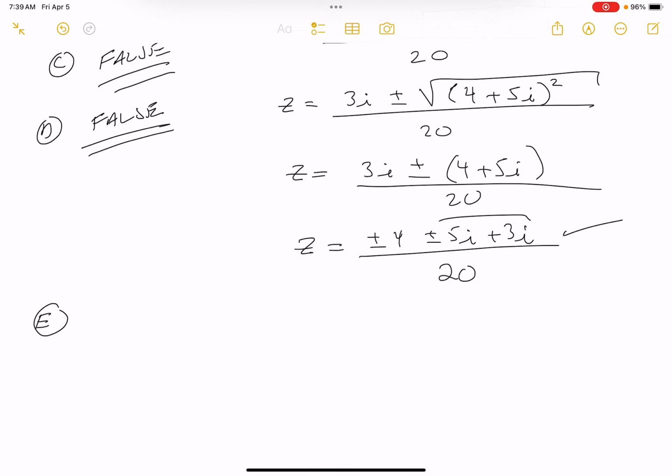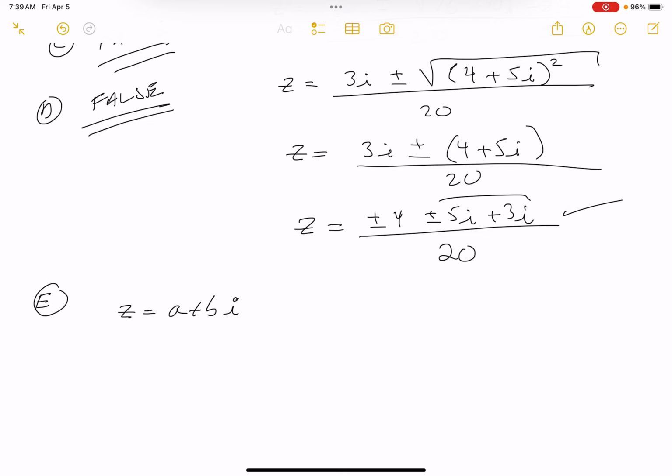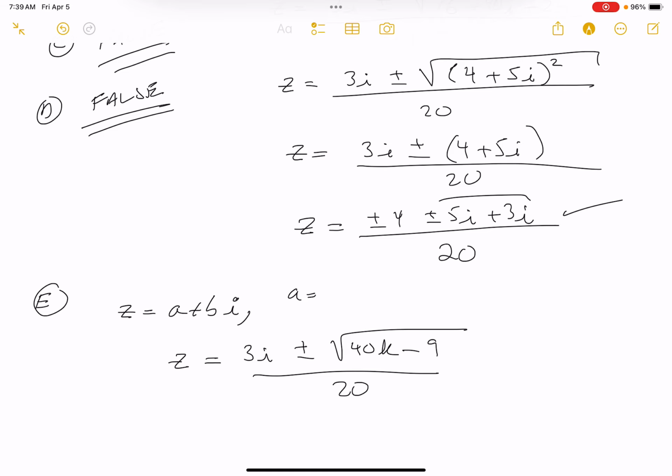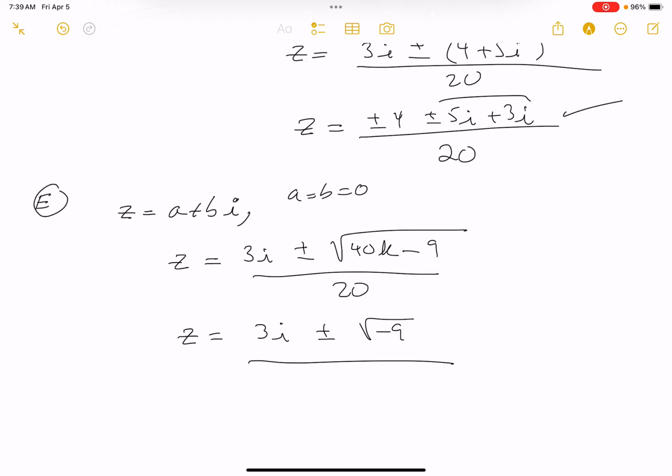All right. Now, E is going on to say that I've got a complex number. Let me make sure I'm reading it again. Complex number. And write this down. z equals a plus bi. And again, I said for all complex numbers, neither root is real. Well, I'm going to take an example, an easy one again. z equals 3i plus or minus the square root of (40k minus 9) over 20. The easy one to take over here is where a equals b equals 0. And the reason for that, when I do that, I get 3i plus or minus the square root of minus 9. If k is 0, you're just going to get 40 times 0 is 0, that's over 20. What do you get there? 3i plus or minus 3i over 20.